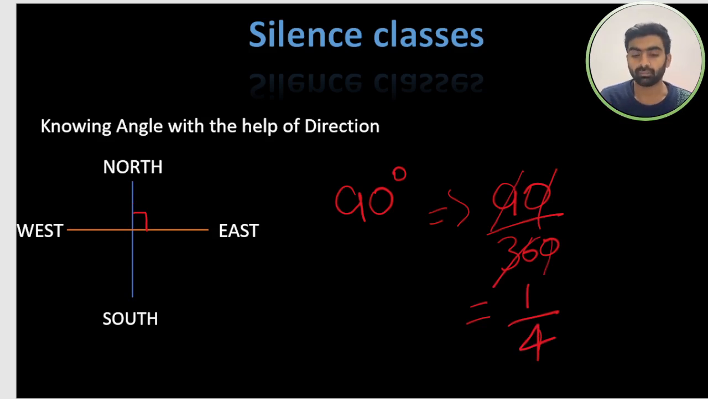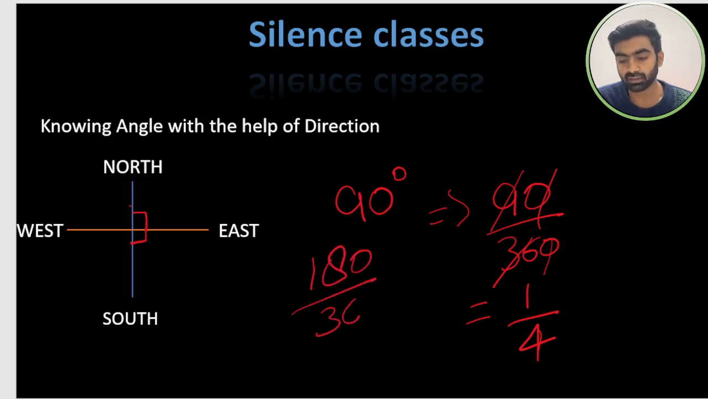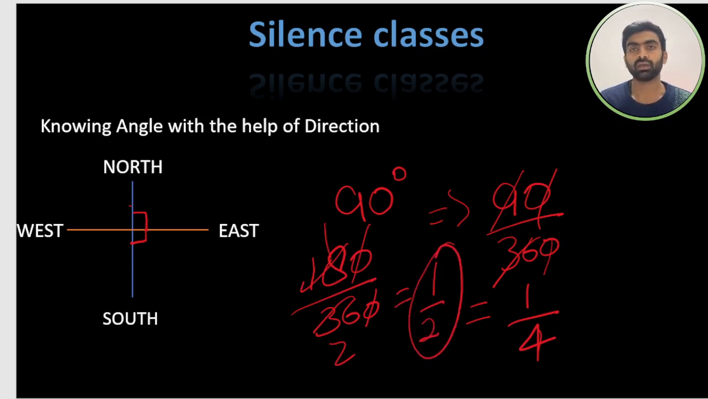If we move from north to south, how many revolutions have we completed? It is a straight line, which means a 180-degree line, so we can say 180 upon 360, which means 1 upon 2, half a revolution we have completed. Again, if we move from north and reach north again, then we have completed 360 degrees, which means 1 complete revolution, okay.